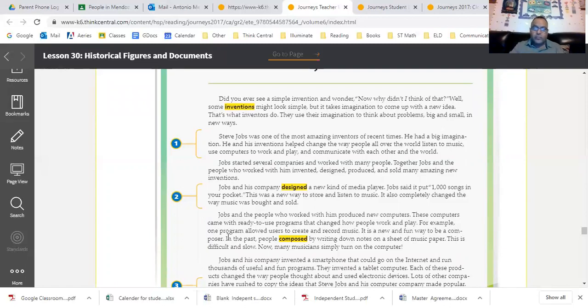Composers make music. In the past, people composed by writing down notes on a sheet of music paper. This is difficult and slow. Not many musicians simply turn on the computer. Those computers have made a big difference.